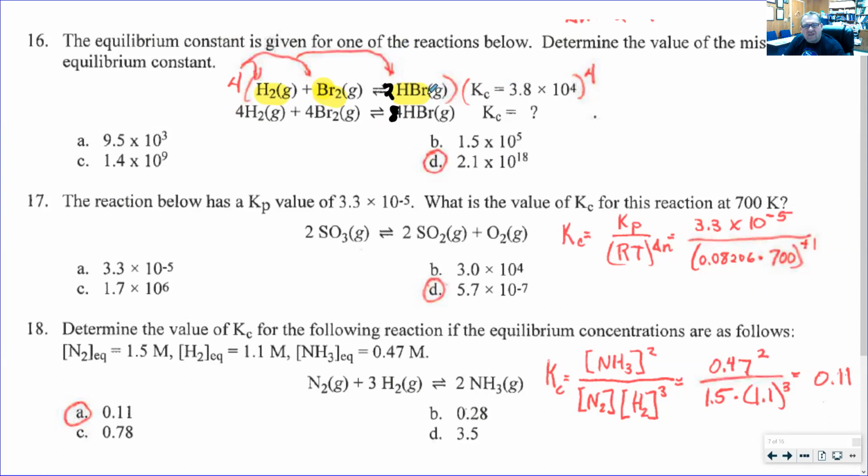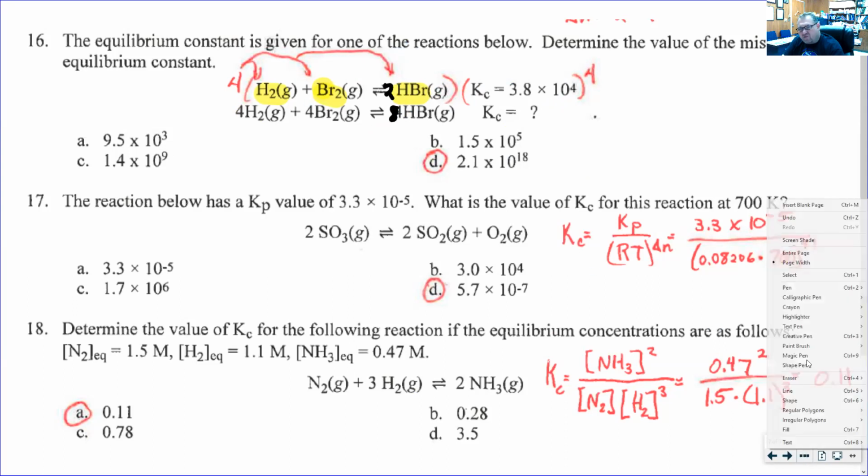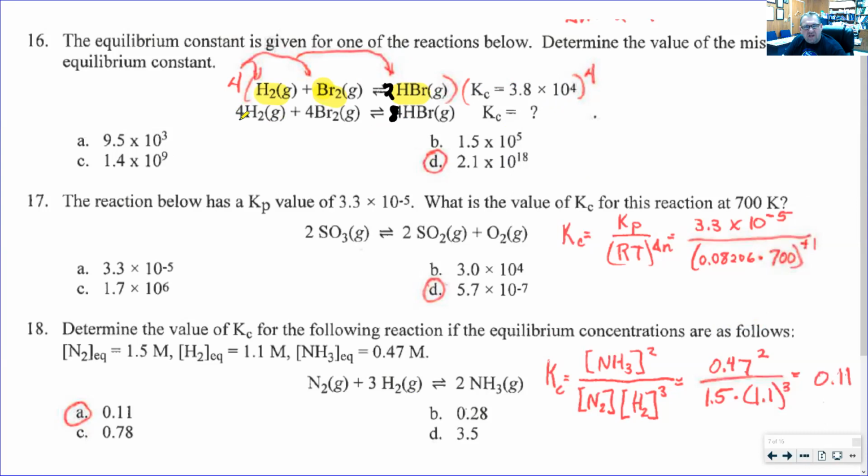But based on the equilibrium constants that you were given, what is the equilibrium constant for the unknown in the system? So I need 4 times what's in equilibrium number 1 up here. So what I need to do is multiply it by itself 4 times, or take it to the 4th power. And if you take 3.8 times 10 to the 4th and multiply it by itself 4 times, or take it to the 4th power, you get choice D, 2.1 times 10 to the 18th.